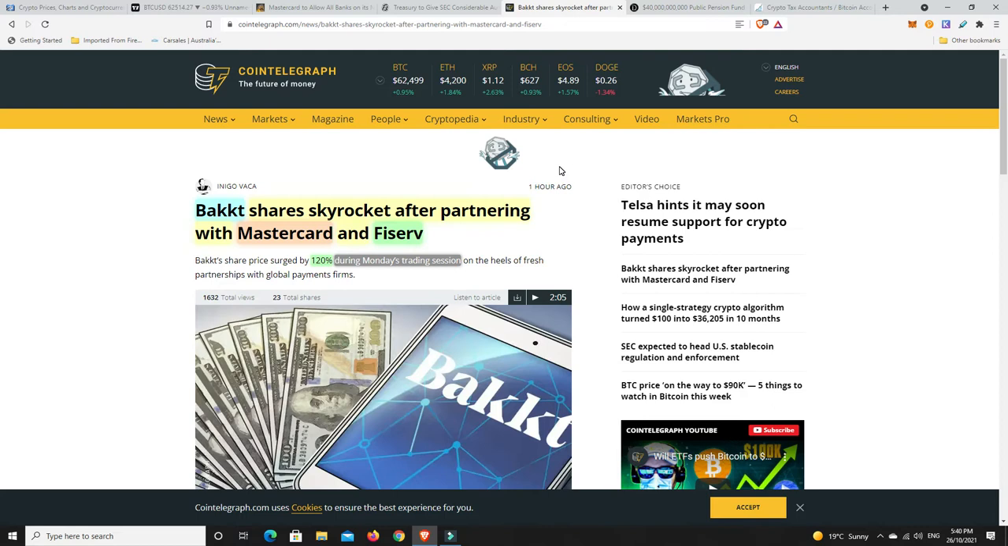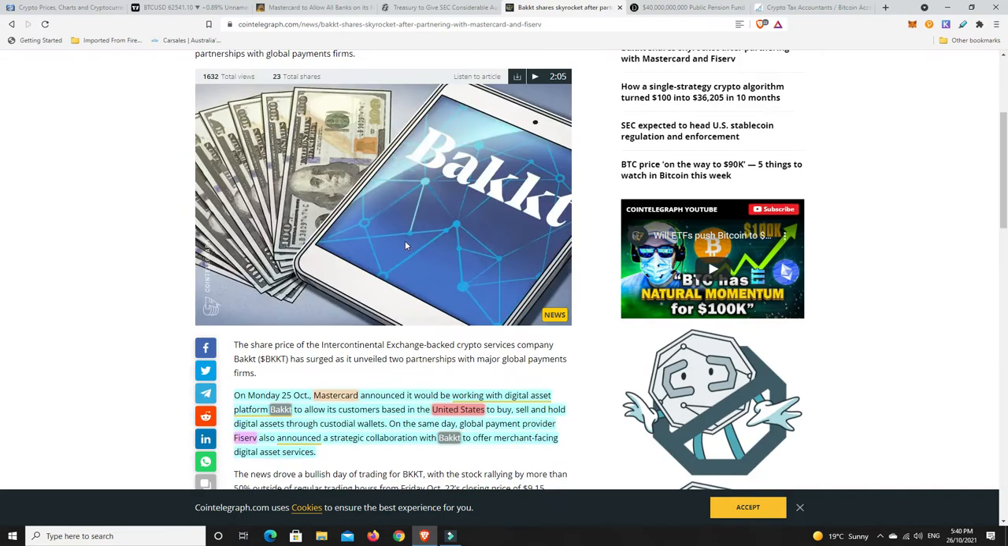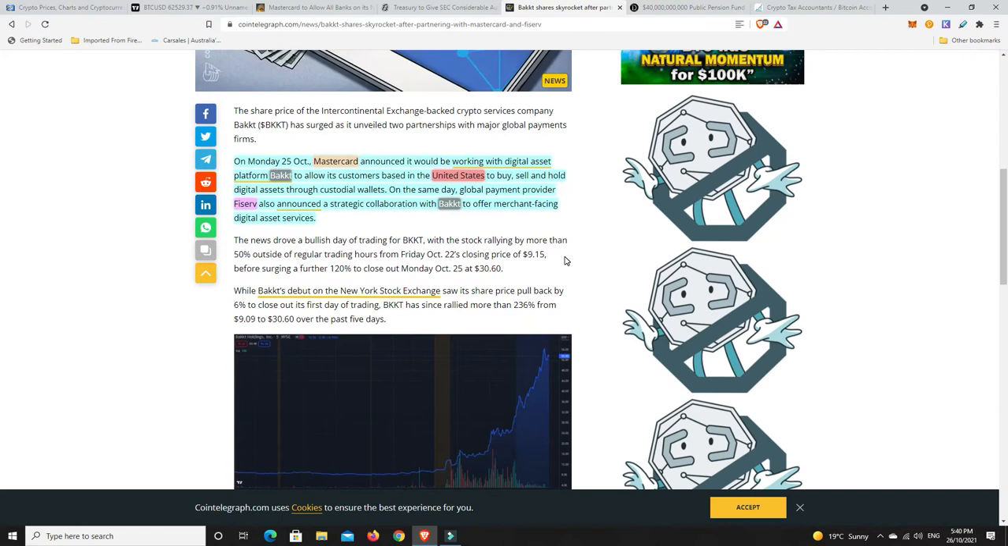Bakkt, their shares went up 120% during yesterday's trading session, or today's trading session, stateside time. And it's because they're partnering with MasterCard and Fiserv. I don't even know what Fiserv is really, but here on Monday, the 25th of October, MasterCard announced it would be working with digital asset platform Bakkt to allow its customers based in the United States to buy, sell, and hold digital assets through custodial wallets.